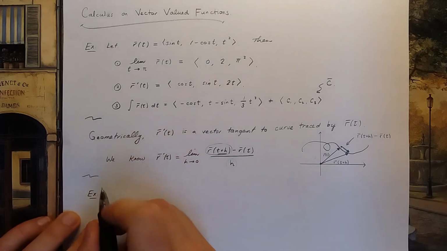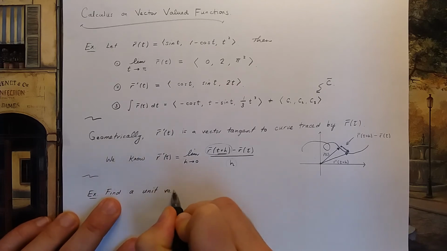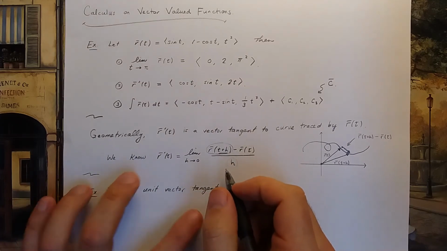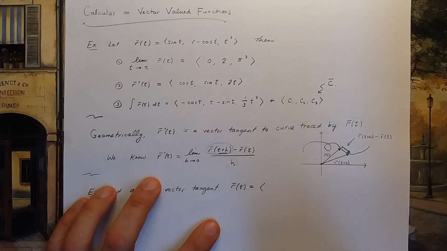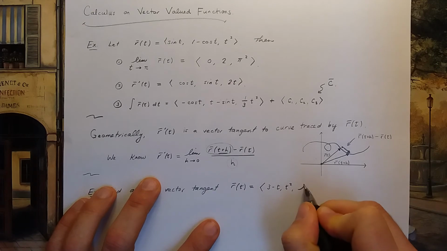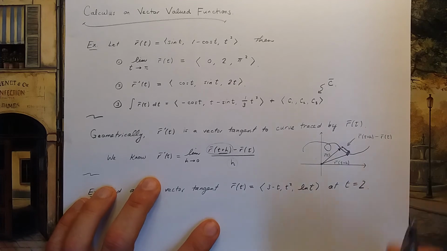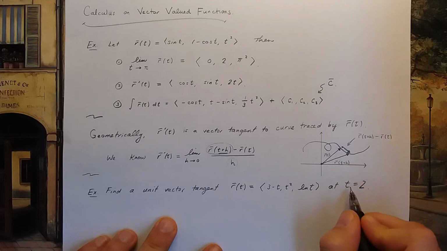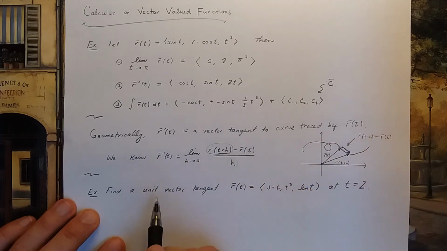Let's find a unit vector tangent to the curve. Let's say r of t is the vector-valued function 3 minus t, t squared, and log t, at, let's say, t equals 2. So this describes some curve in three-dimensional space. At t equals 2, I have a point on that curve, and I'd like to know the tangent vector at that place, a unit tangent vector.